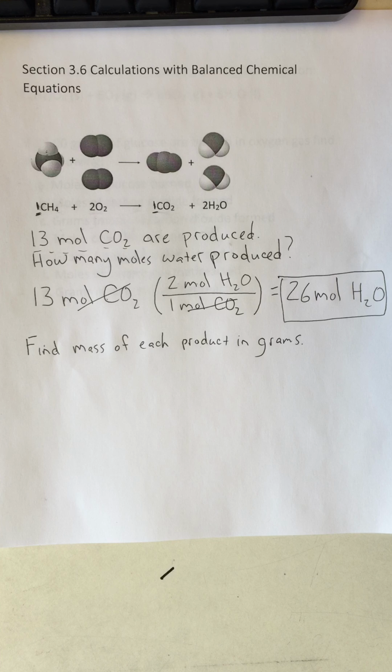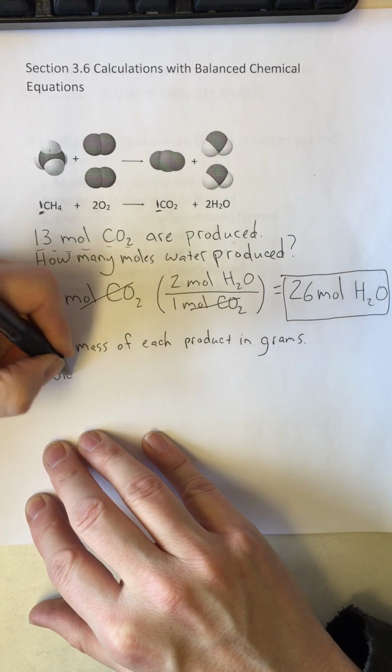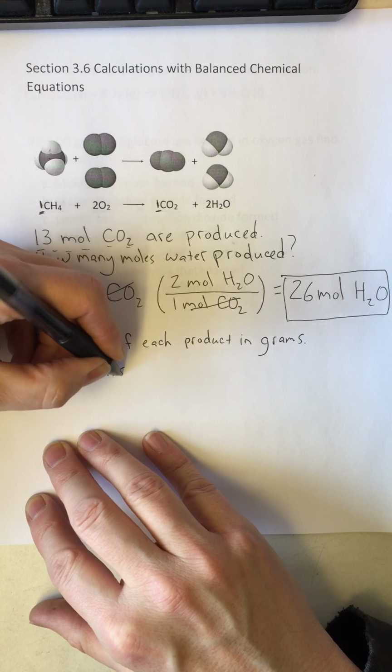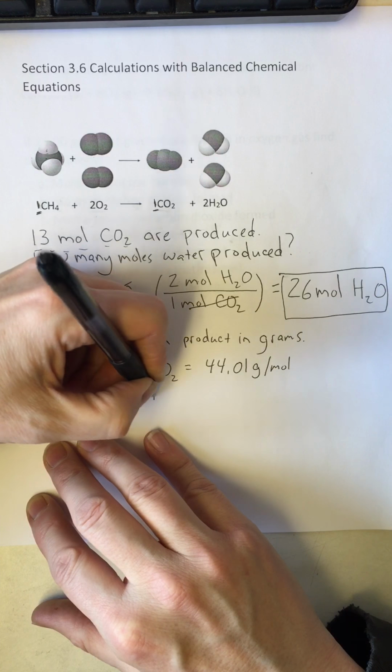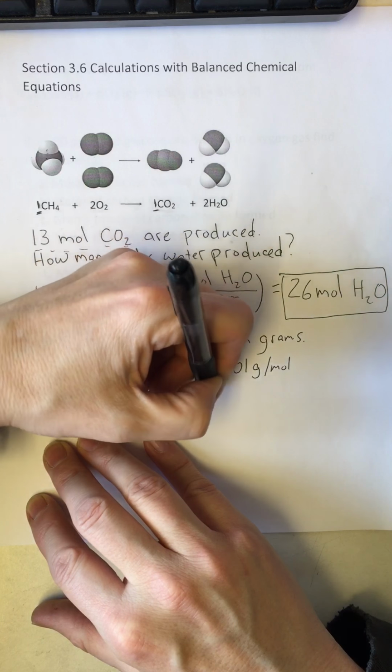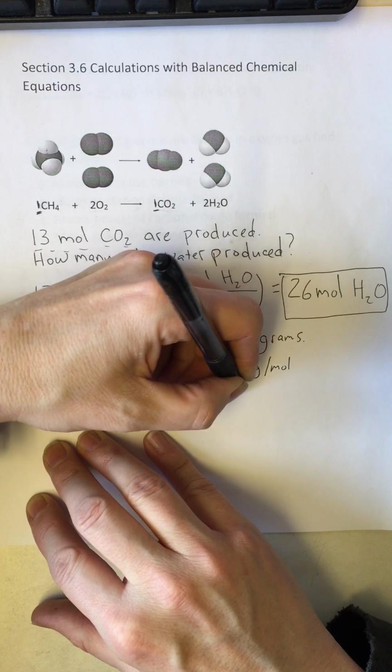So let's take a look here. Find the mass of each product in grams. The way we did that was we said that if we have the molar mass, not the molecular mass, but the molar mass, I'm going to write down the molar mass for CO2 is 44.01 grams per mole. And the molar mass of water is 18.02 grams per mole. Okay? Those are our two molar masses. How did I get those?